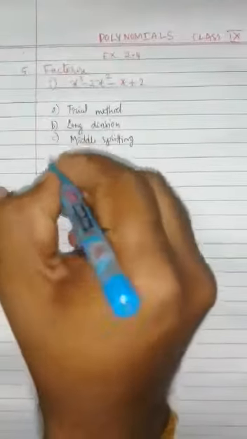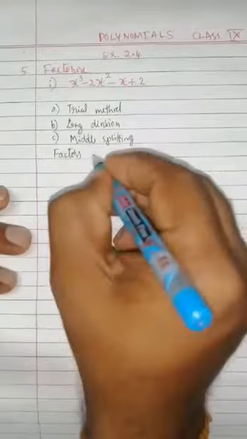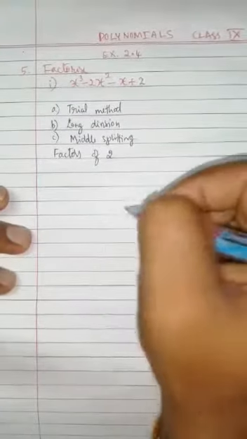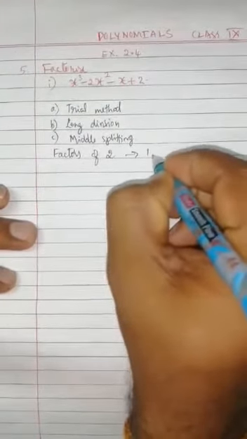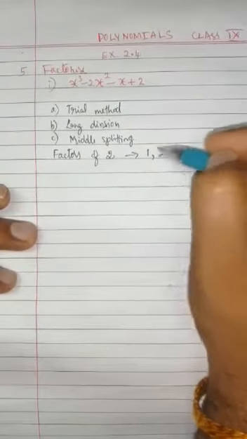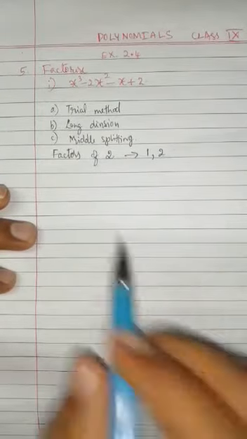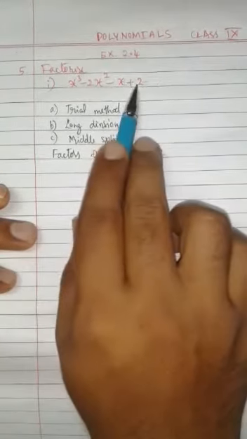So the first step is the factors of 2. What are the factors of 2? The factors of 2 are 1 and 2. That means in the table, 1 2s are 2, it comes, 2 1s are 2, it comes. That's it. We do not have further. So the factors of 2 are 1 and 2.